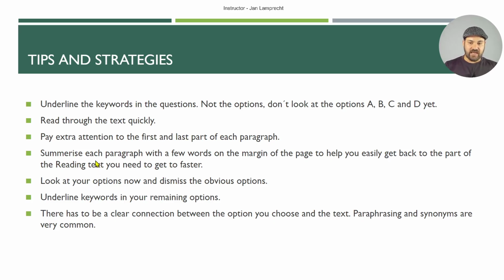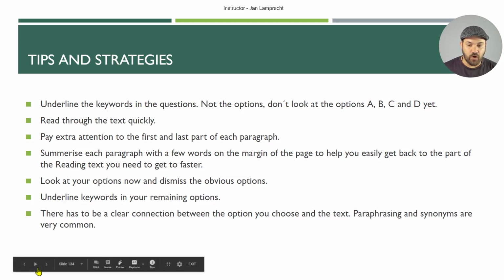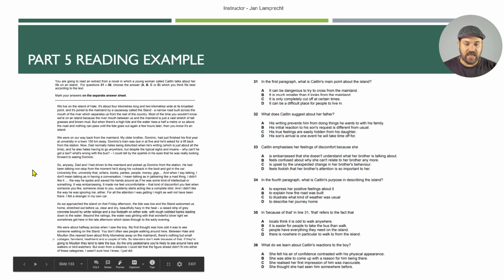So once you've done that, you would look at your options and you would dismiss the obvious ones. Okay, you would underline the keywords in the remaining options. So if you have dismissed A and D, you have to focus on B and C. So you would look at those 2, underline the keywords, and then you would go back to the paragraph and read in more detail.